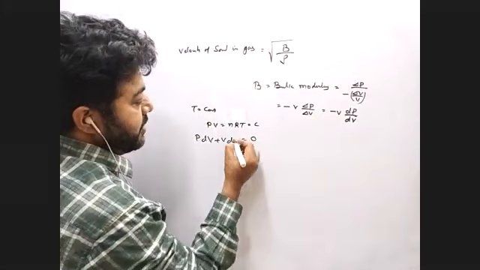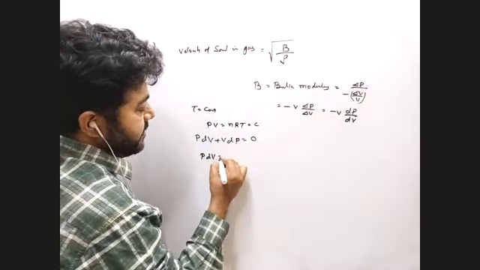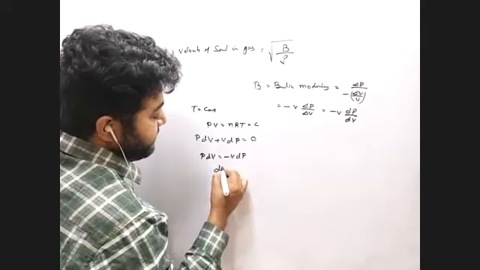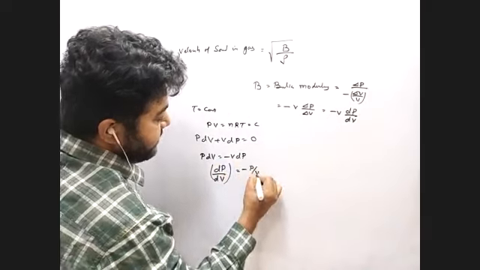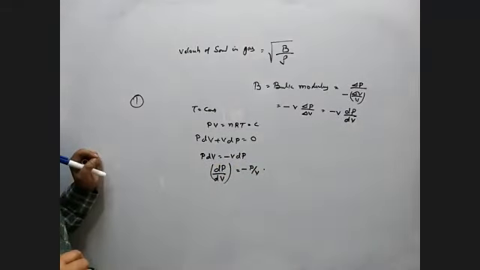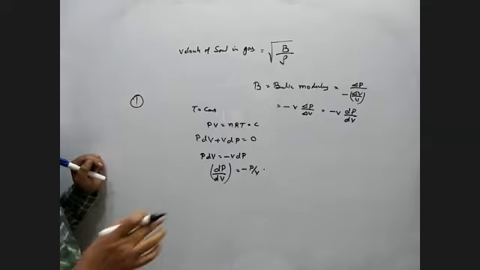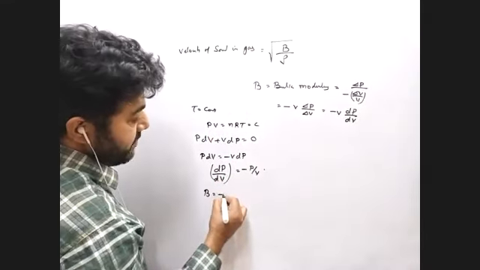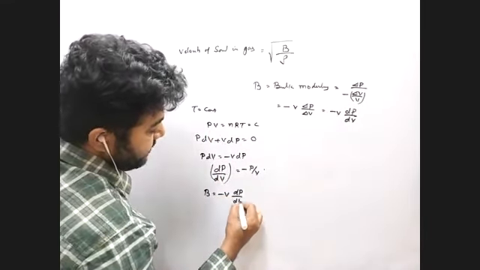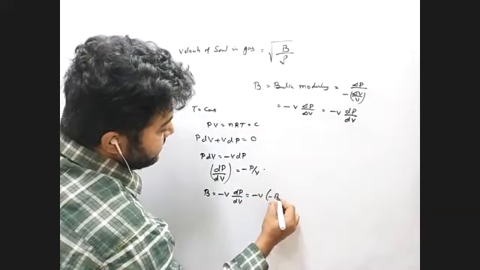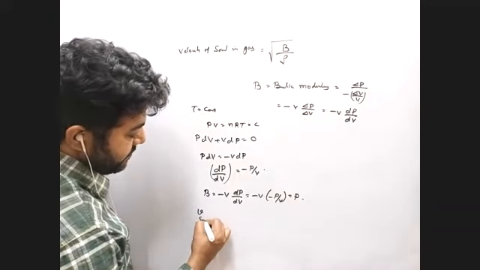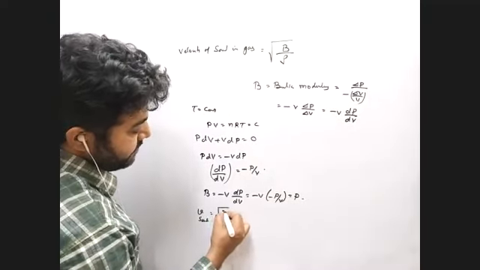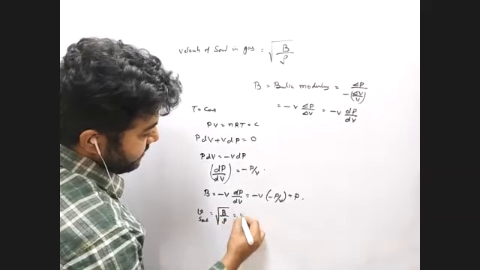P dV plus V dP equals 0. Now from that, what we can write: P dV equals minus V dP. So dP by dV, what do you have? Minus P by V. Is it clear? Now bulk modulus is minus V dP by dV. So what you can write: minus V times minus P by V, so what you have is P. So velocity of sound is root under B by rho. Now we can write it as root P by rho. Is it clear?